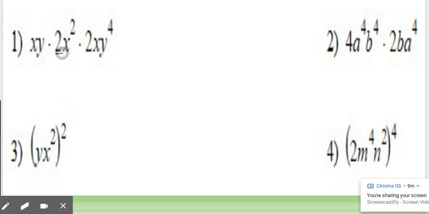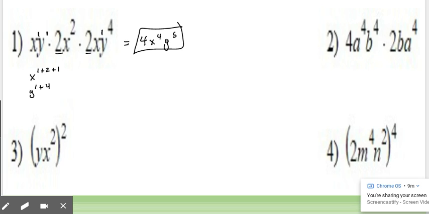All right, for the first one, 2 times 2 is 4. With my x's, let's not forget that those have 1s on them. So with my x's, I have 3 of them. x to the first, x squared, x to the first. I add those up. I get x to the fourth. With the y's, don't forget this is y to the first. I have 1 plus 4, which is 5.